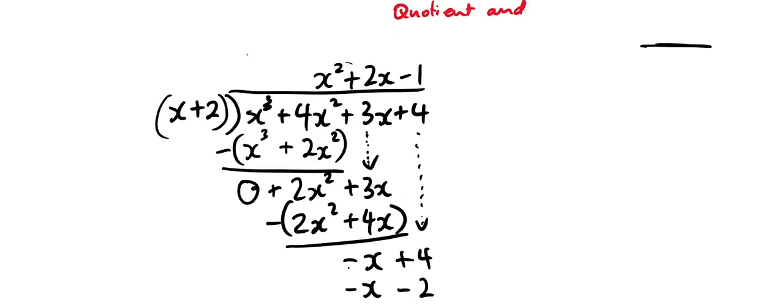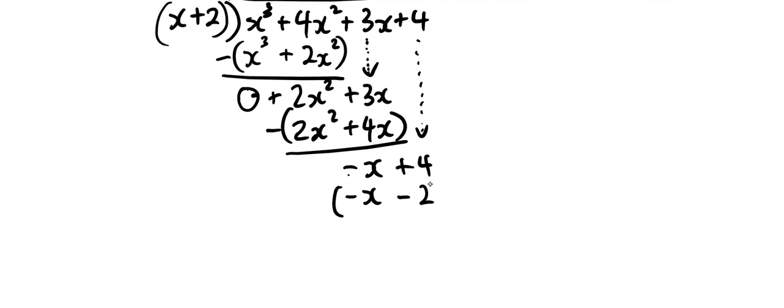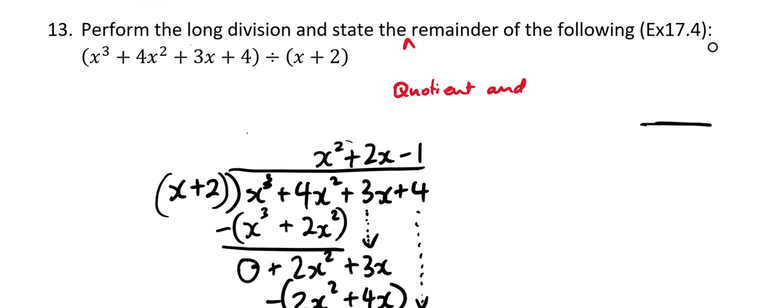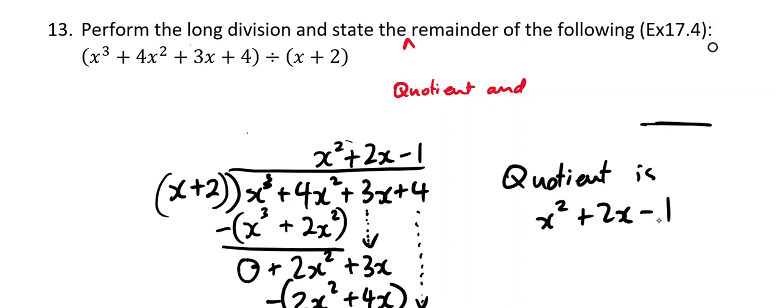And same thing again, we are going to subtract that whole thing. Negative x minus negative x, well, that makes a positive, so it's 0. And then 4 minus negative 2. Negative negative makes a positive, so 4 plus 2 essentially is 6. So that leaves us with a quotient. The quotient is this top polynomial that we're left with. The quotient is x squared plus 2x minus 1. And the remainder is that 6 that we had down the bottom.